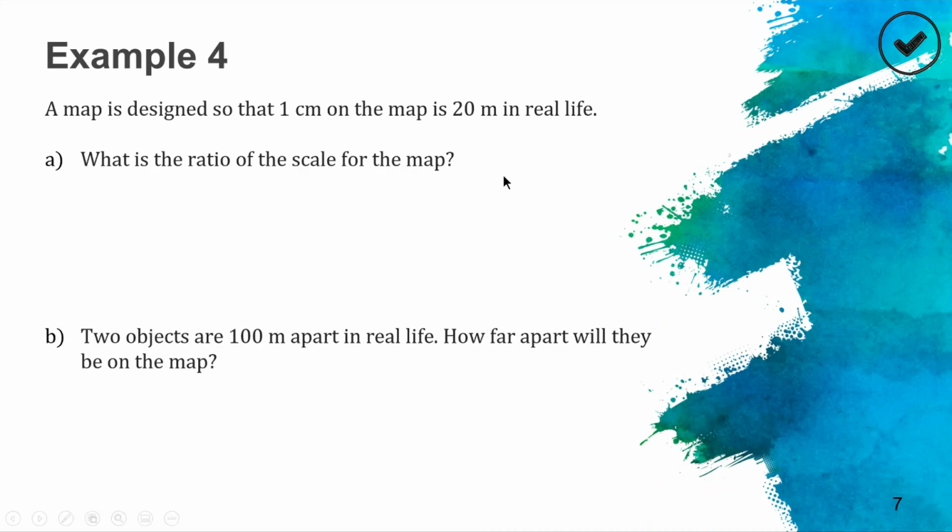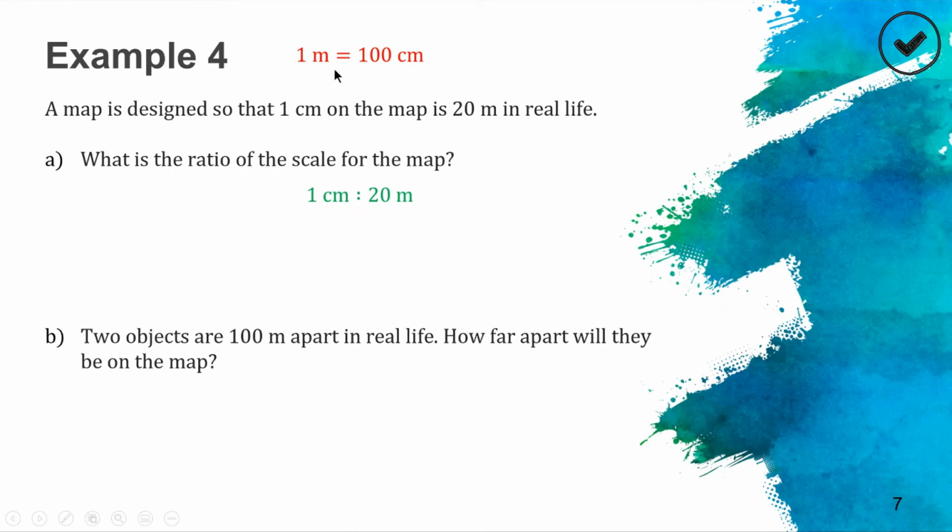Okay, so we've got a scale of 1 centimeter to 20 meters. Like we said, 1 centimeter on the map is 20 meters in real life. However, this is not a simplified ratio because ratios should not have units, they should just be numbers. So what we need to do is convert 20 meters into centimeters to see what our ratio is. So for this, we need to know that, of course, a meter is 100 centimeters.